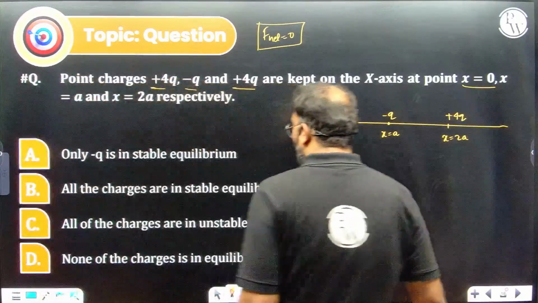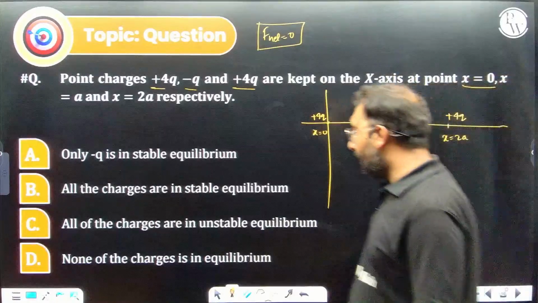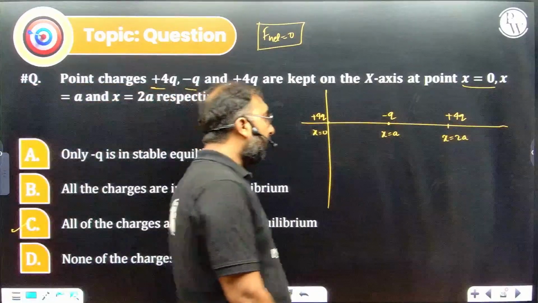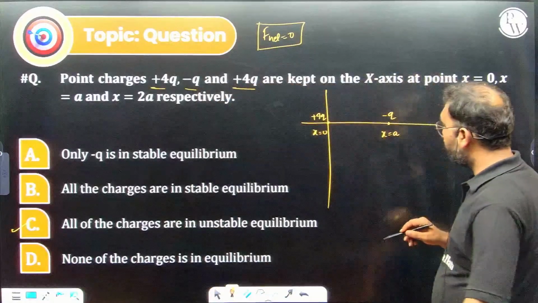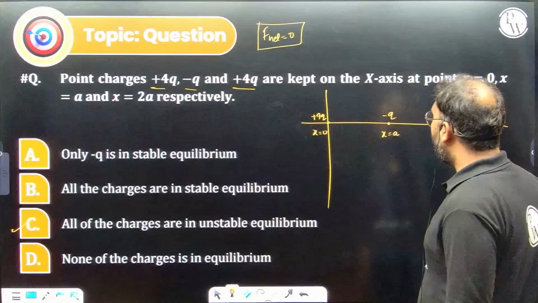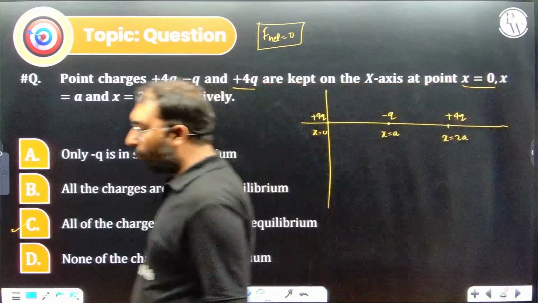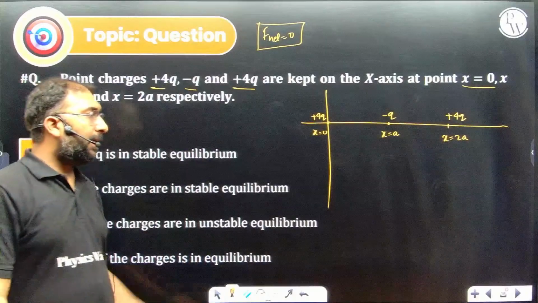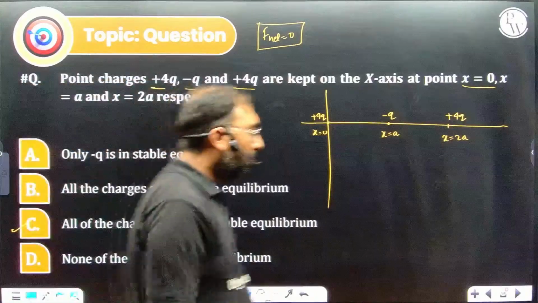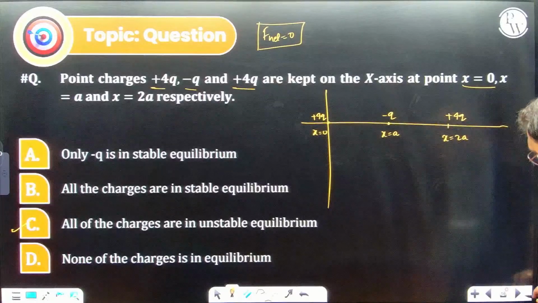So now just see here, the correct option is C for Chennai. All the charges are in unstable equilibrium. Let's see why. Because when the charges are slightly disturbed from their position, they are not going to return back to their original position in all cases. So if it does not return back to its original position in all cases, then definitely this is not stable equilibrium. So all of the charges are in unstable equilibrium. Moving to the next question.